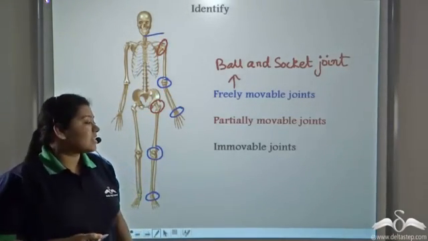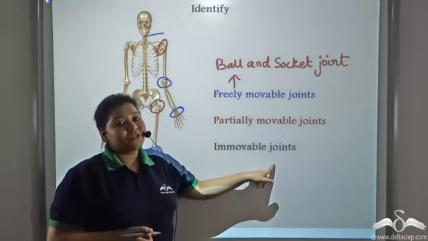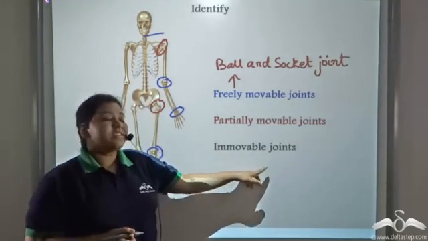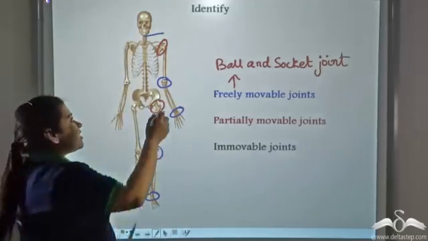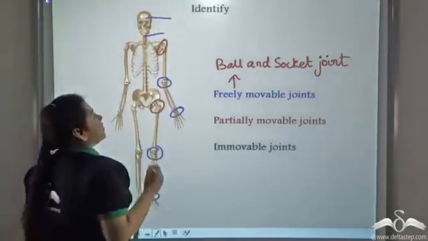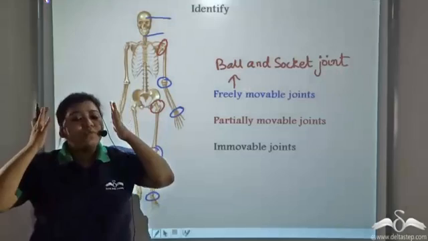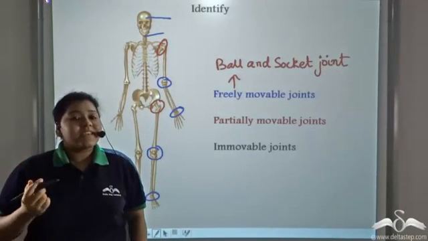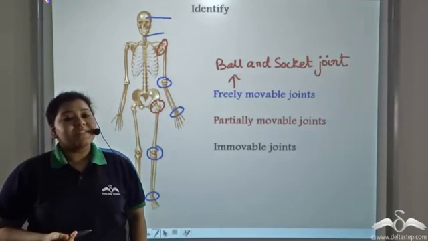Now we just discussed the immovable joint. Yes, you guessed it right. It is present in our skull. It has immovable joints so that it cannot cause any movement in the skull.